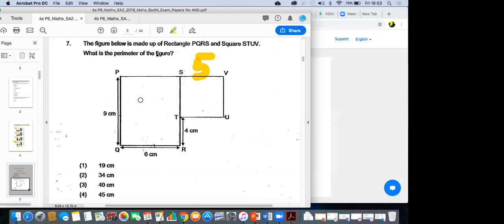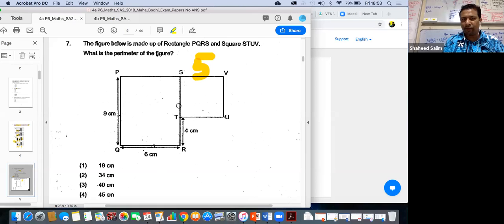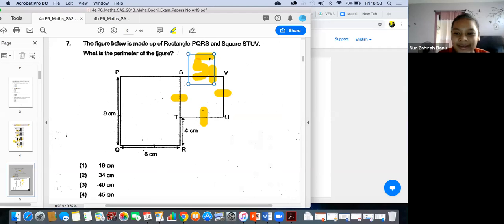9 minus 4. 9 down here minus 4, so you get 5 here. And this is a square, so this one, this one, this one, and this one is the same. Now I'm going to show you a very simple method of finding the answer. Answer number 3. Very simple.